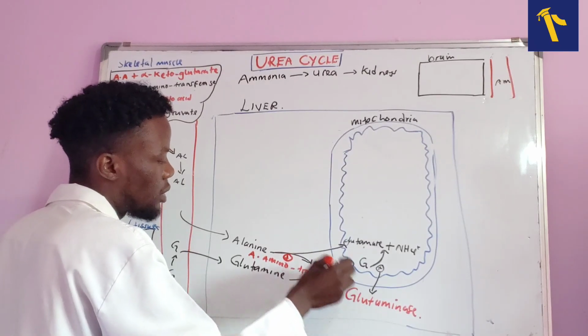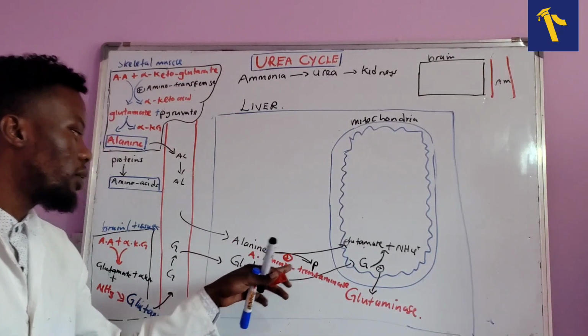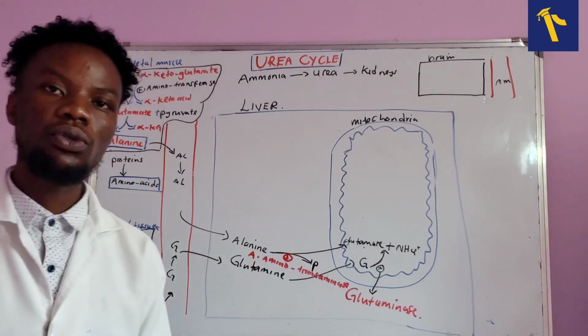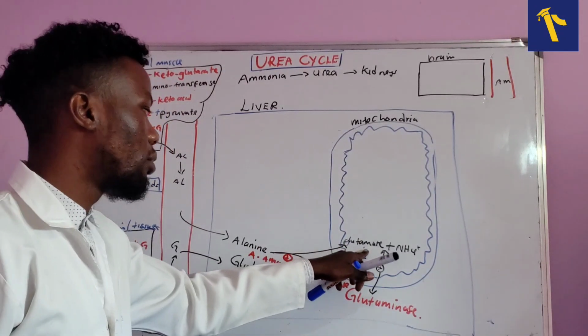Transaminase. Alanine aminotransferase. So that's the enzyme that's going to split alanine into pyruvate and glutamate.